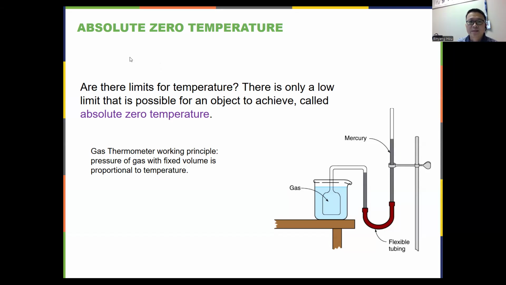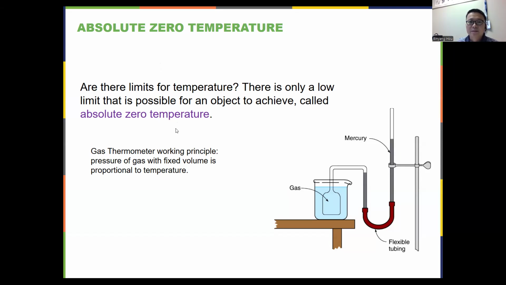As far as limits are concerned, is there a high limit and low limit for temperature? At this point, we know there's a low limit, but there's not really a high limit of temperature. The low limit of temperature is called the absolute zero temperature.